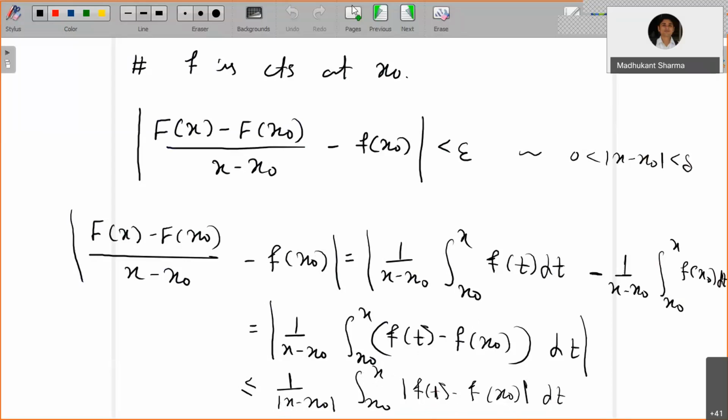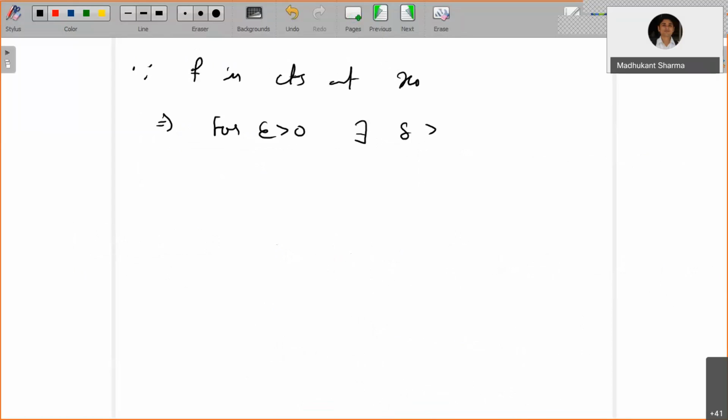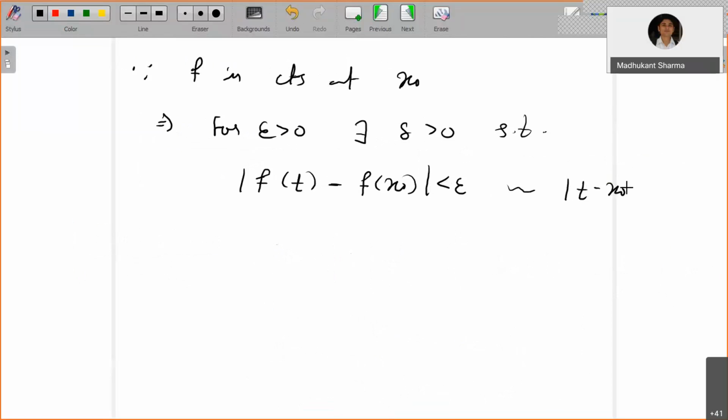Okay, so now use the fact that f is continuous at x naught. This implies that for epsilon bigger than 0, there exists a delta greater than 0 such that mod of f of t minus f of x naught is less than epsilon whenever mod of t minus x naught is less than delta.